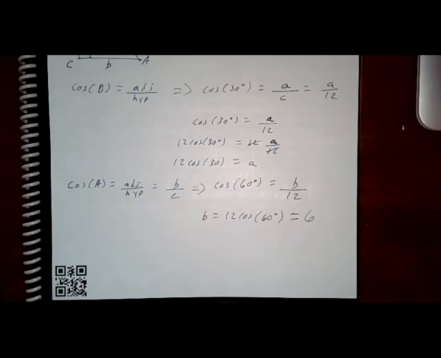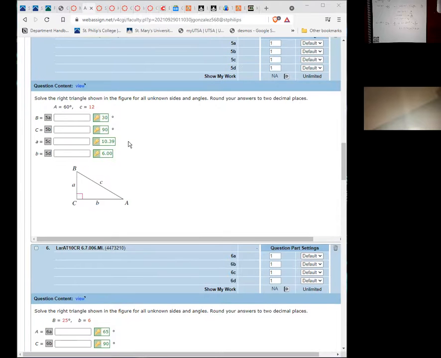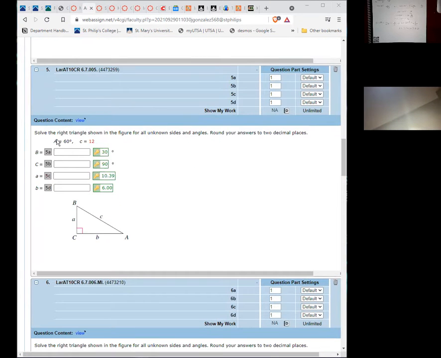Let me show you what it looks like. So this is the question, number 5. They give you this and the general triangle. You've got to fill in the missing pieces.